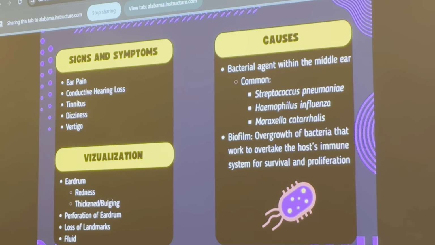We don't have that nice pearly gray eardrum like we should. We have a loss of landmarks. Does anybody remember from assessment those landmarks, that cone of light reflex? Remember where it's supposed to be on the right ear? Nope. That was a long time ago, right? First couple weeks of class. So that right ear is supposed to be in that 5 o'clock position. Does that sound right? Sounds right.